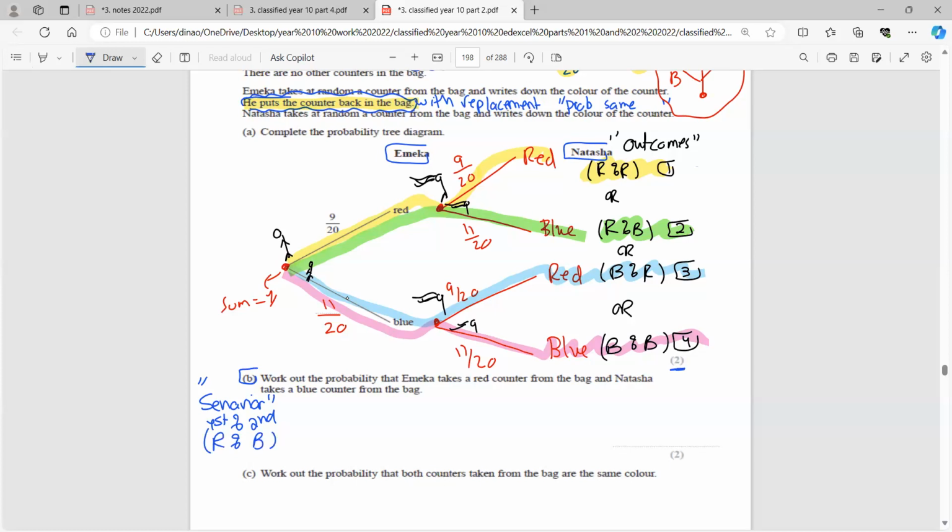Okay, Amika takes a red counter and then Natasha takes a blue. Here we can't reverse the order. Let's see which option is red and blue. Option number 2, that's it. So I will take the green option.